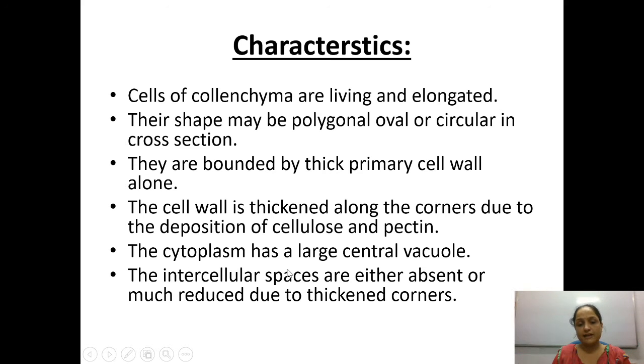And next point, the cytoplasm has a large central vacuole. The intercellular spaces are either absent, because I told you this part, because the edges have the thickening. That is the reason intercellular spaces are absent, or if present, then very few or reduced.